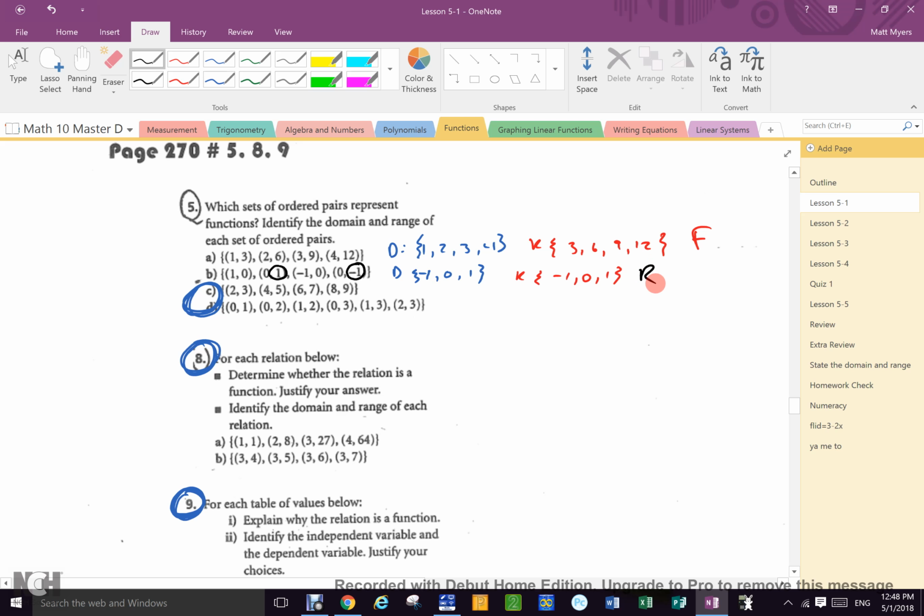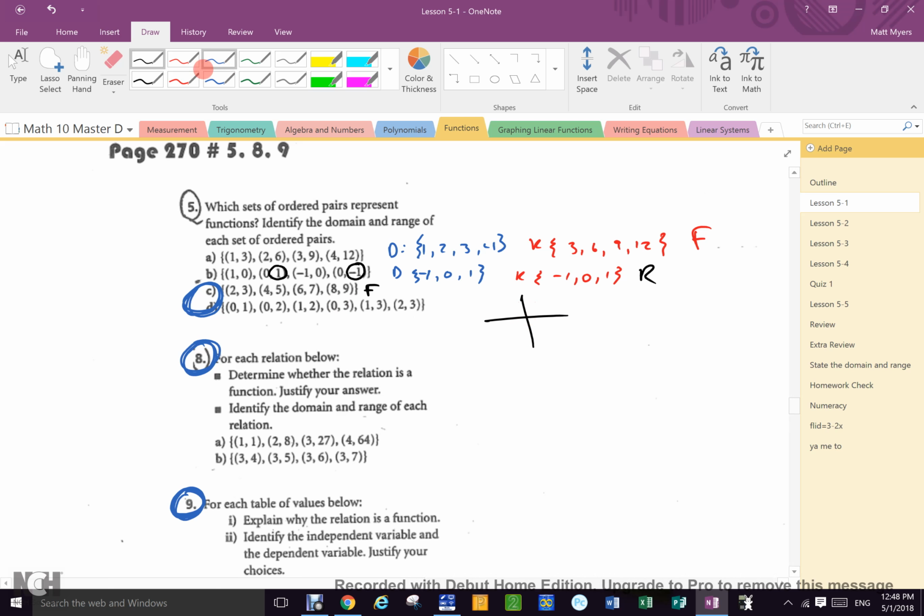Everybody with me? Now there's the two you did. 2, 4, 6, 8. 3, 5, 7, 9. Every input gave me its own output, so that's a function. Now look down here. 0 gave me 1. That's okay. But then 0 gave me 2. That's not. And then 0 gave me 3. So there's 3 possible y values when I have x.